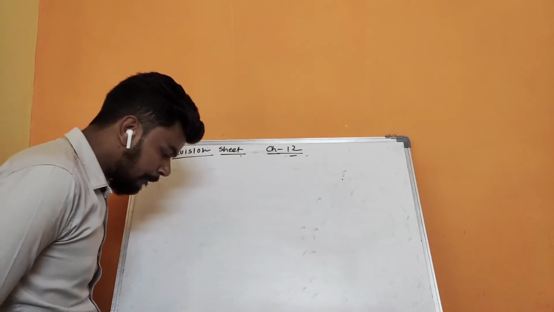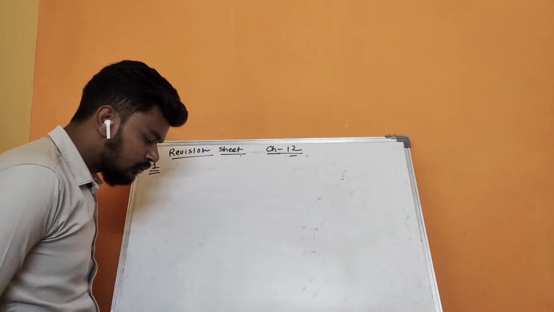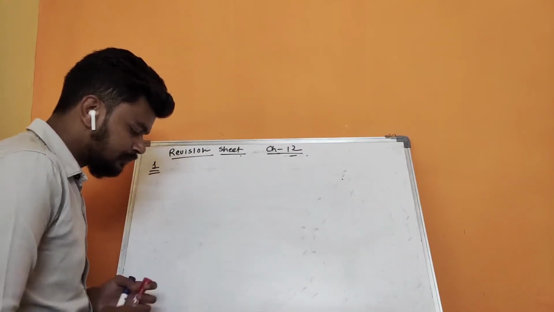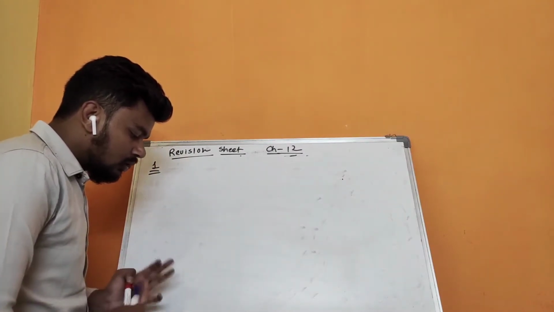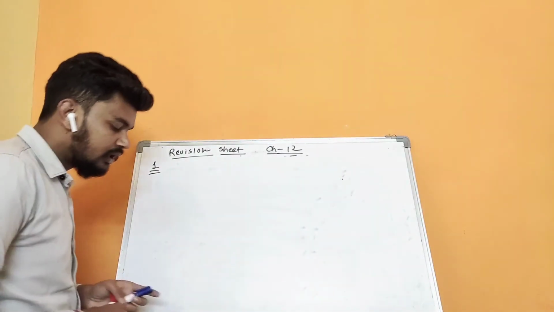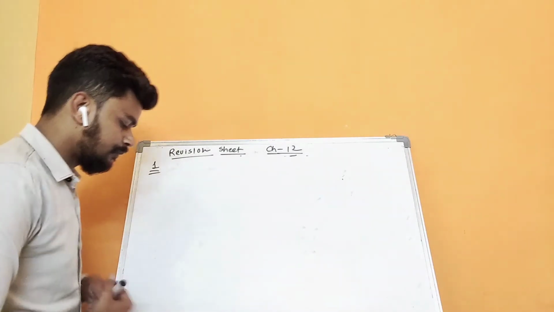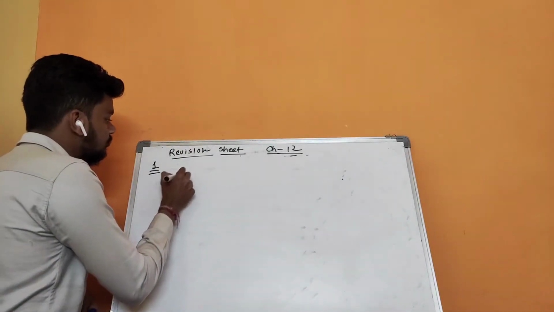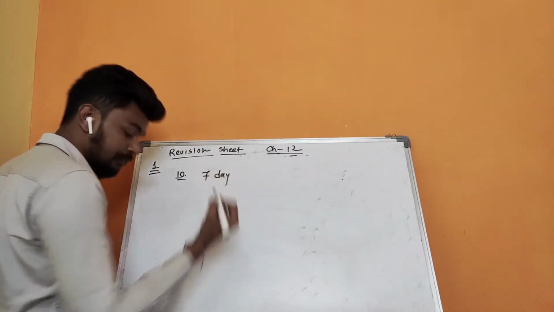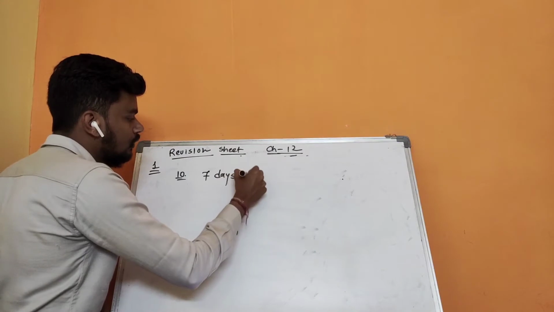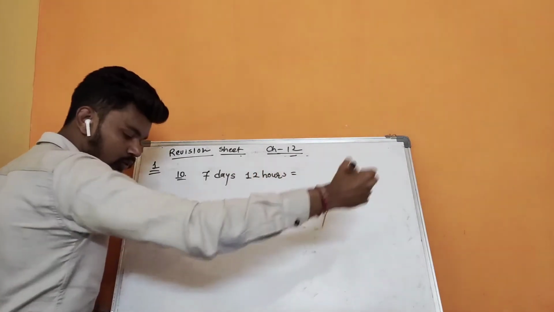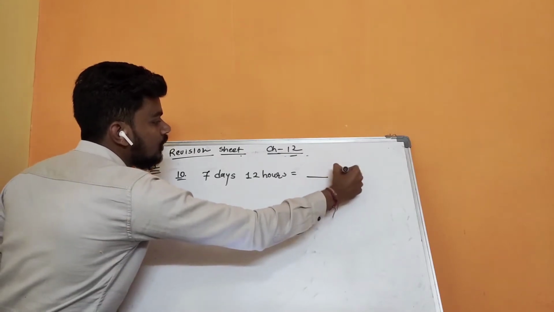Next, the seventh one is the same as the sixth one. Eighth one. Okay, 8th, 9th, 10th. Directly the 10th one. Somewhat hard, I guess. 10th one: 7 days and 12 hours is equal to how many hours?